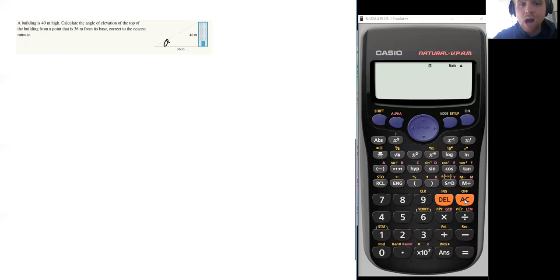So now that we've drawn our unknown in, we can set up an equation that will relate that unknown to the information that we do have. So from this angle, again, we have the opposite and we have the adjacent side. So opposite and adjacent means we're going to use tan. So it becomes tan of that angle that we don't know yet equals opposite, which is 40, over adjacent, which is 36. And now to get theta on its own, we need to get rid of this tan. We're going to move it across and make it inverse tan. So it becomes theta equals tan inverse 40 over 36.